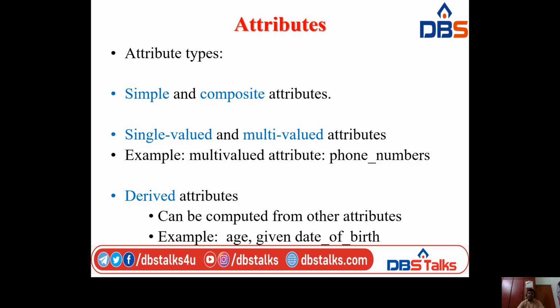Derived attributes: we can derive some set of attributes from other attributes. They can be computed from other attributes. These are prepared from other attributes. For example, age, given date of birth. Date of birth comes from a particular person or employee, and age also comes from that. Those are derived from the other attributes.